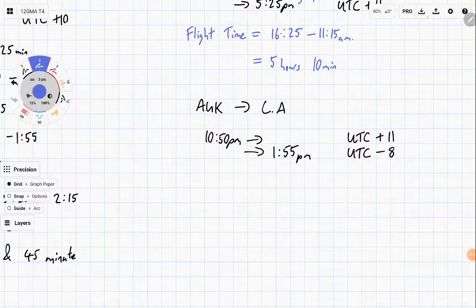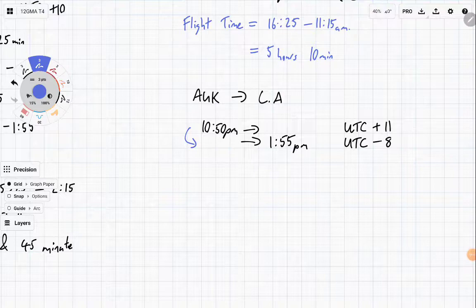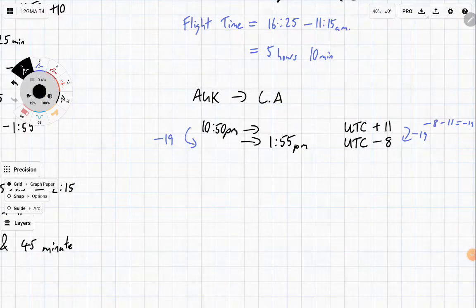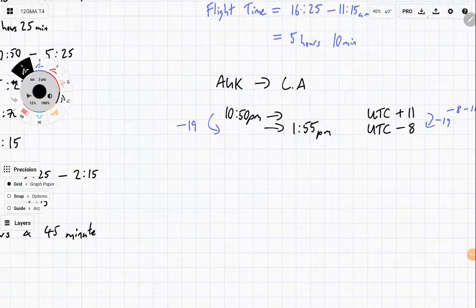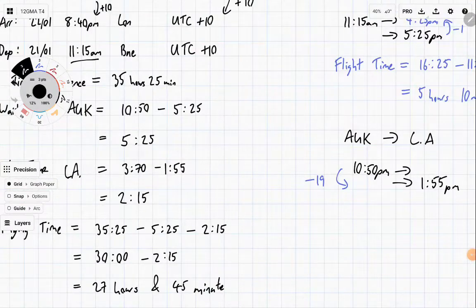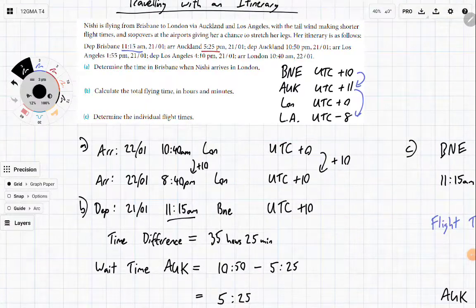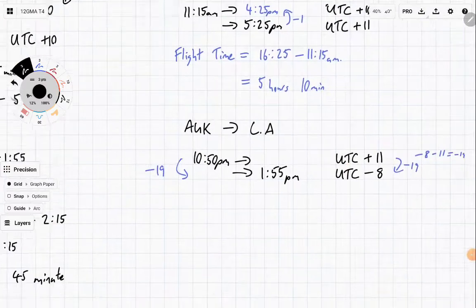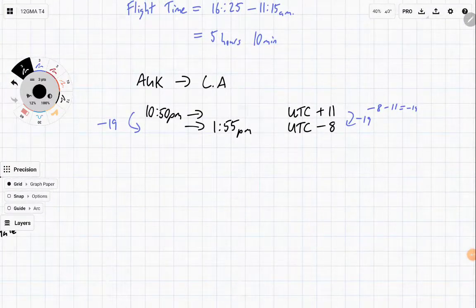So this time I'm going to convert from Auckland time into LA time. And the way to do that is going to be, well, minus 8 minus 11 is minus 19. So we're going to subtract 19 hours over here. We're not going to run into any day issues. I believe these are both on the same day. They're both on the 21st. Yep, this is on the 21st. This is also on the 21st. So these are both on the same day currently, and hopefully that won't change.